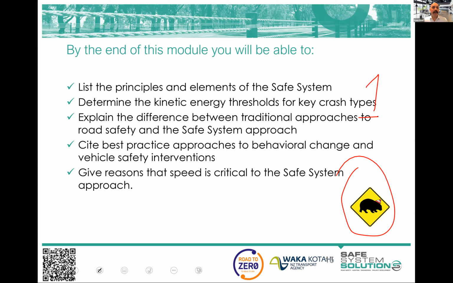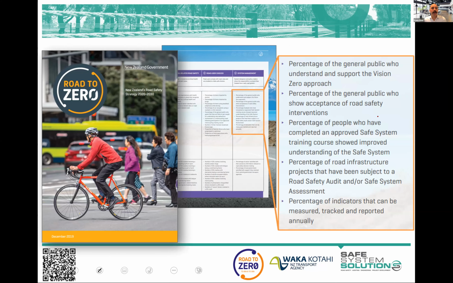Road to Zero is New Zealand's road safety strategy for the current decade, 2020 to 2030. And this is really a world-class strategy, an approach, and a lot of great thinking has gone into it. And I do often point other jurisdictions to the New Zealand strategy, as there's a lot of really good stuff in there that they should copy.